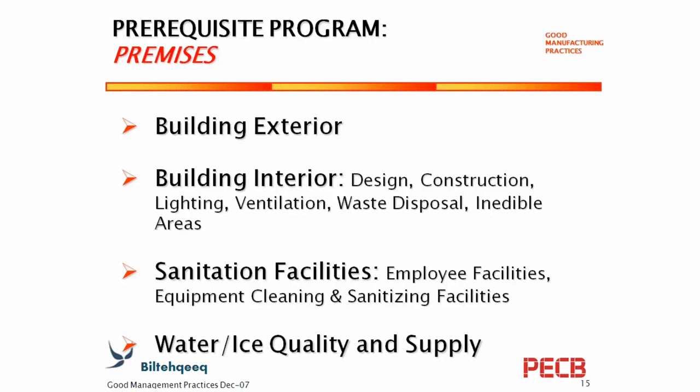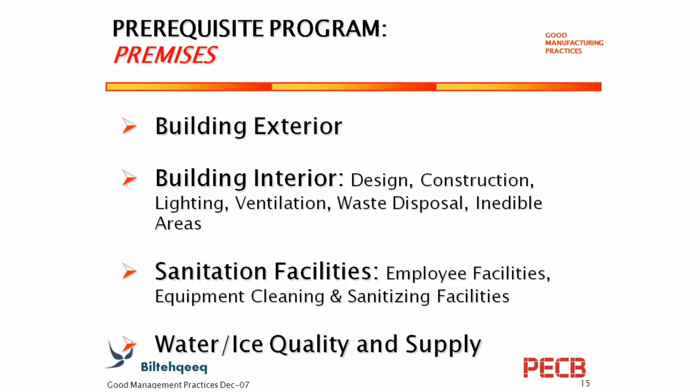And premises, the very important thing is the exterior of the building, the surrounding where your plant is working, or where your operations of the food management system are under practice. And if the external environment is very bad, then it will definitely affect your quality management system in an adverse way. So when you are going to select the site of your plant, you should be careful about the external environment.